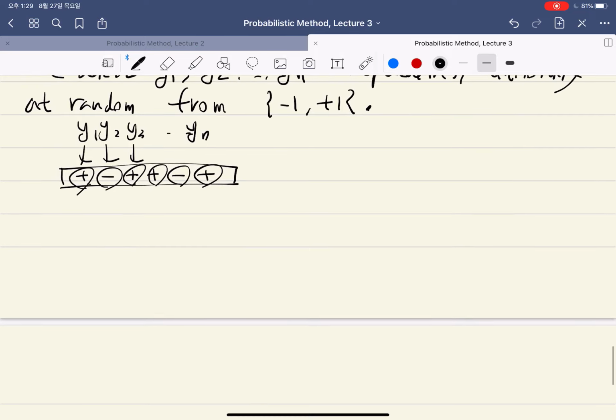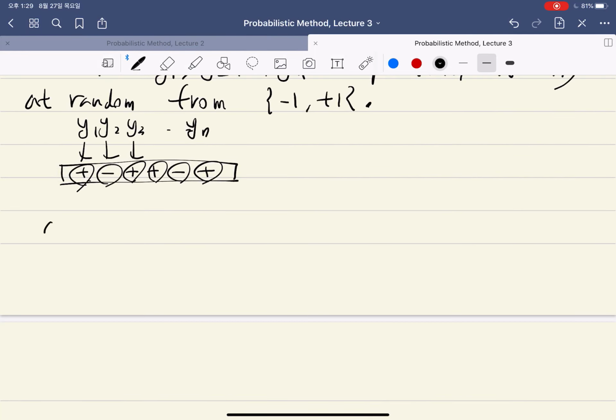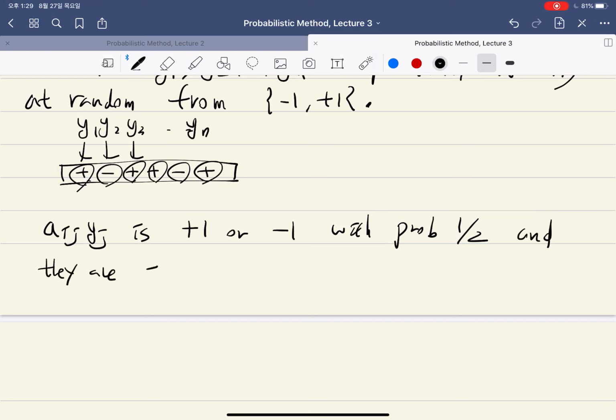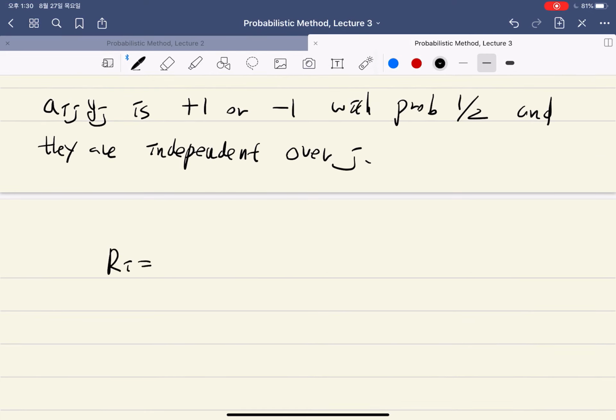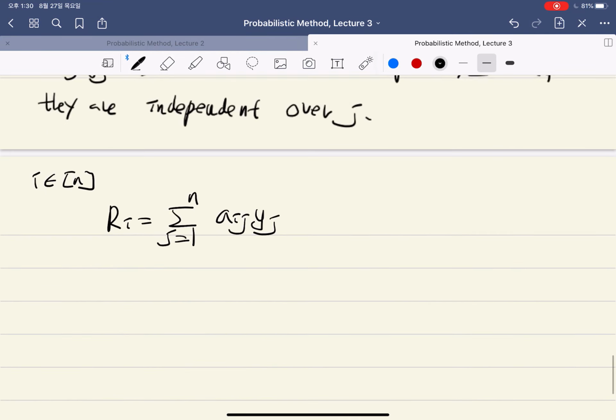So each a_ij y_j is plus 1 or negative 1 with probability half, and they are independent over j. Now let's say R_i is the summation of a_ij y_j, j from 1 to n. So for a given row, you do that, then you get this number, and that's R_i. Then let R be the summation of the absolute value of R_i, i from 1 to n.